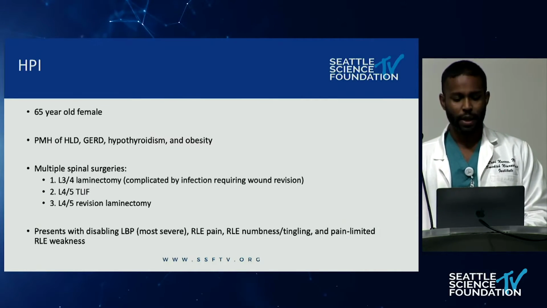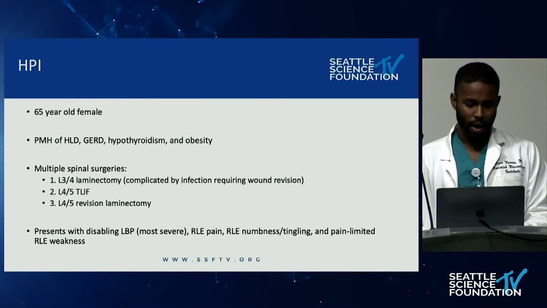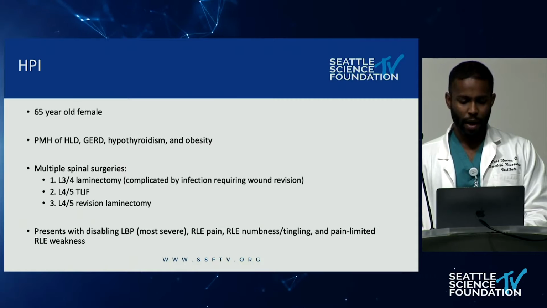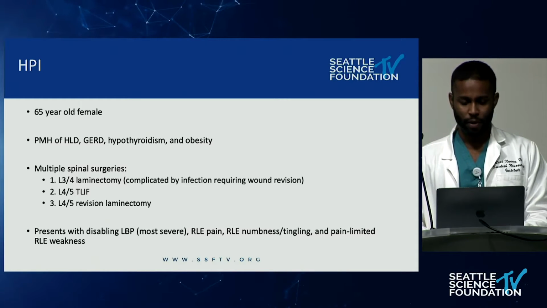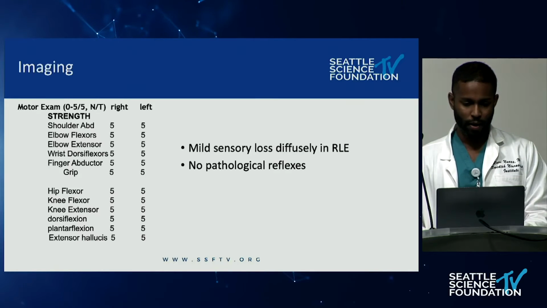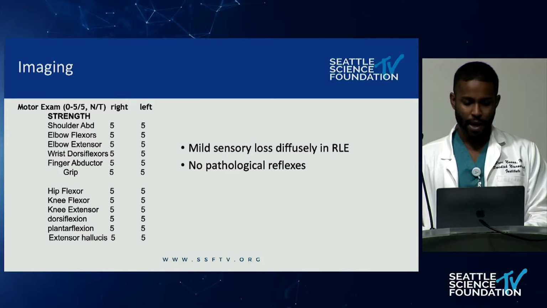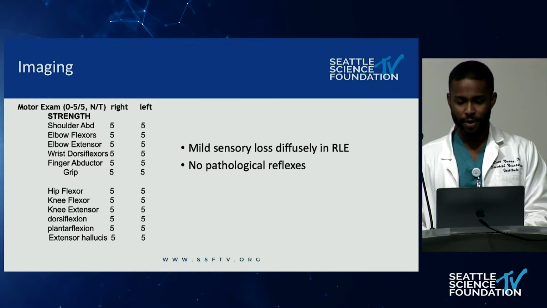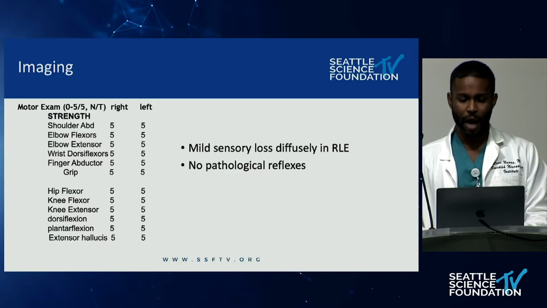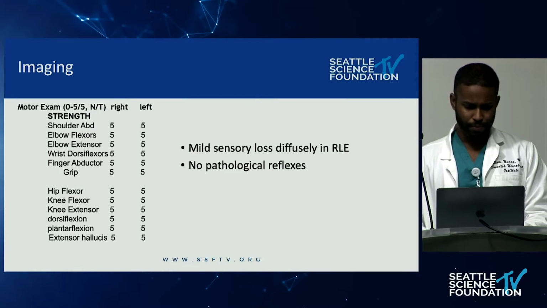She presented to clinic with disabling low back pain. This was her most concerning symptom in the low back. She also reported pain in the right lower extremity, numbness and tingling, and then pain-limited weakness in the right leg as well. On physical exam, she had an intact motor exam and mild sensory deficit diffusely in the right lower extremity, non-dermatomal, and no pathologic reflexes.